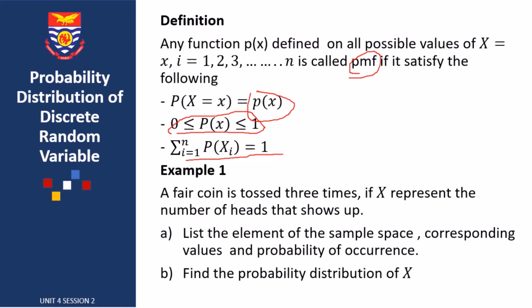Example 1. A fair coin is tossed 3 times. If x represents the number of heads that shows up, we are being tasked to do what? A: list the elements of the sample space, the corresponding values and probability of occurrence. B: find the probability distribution of x. That is the problem.